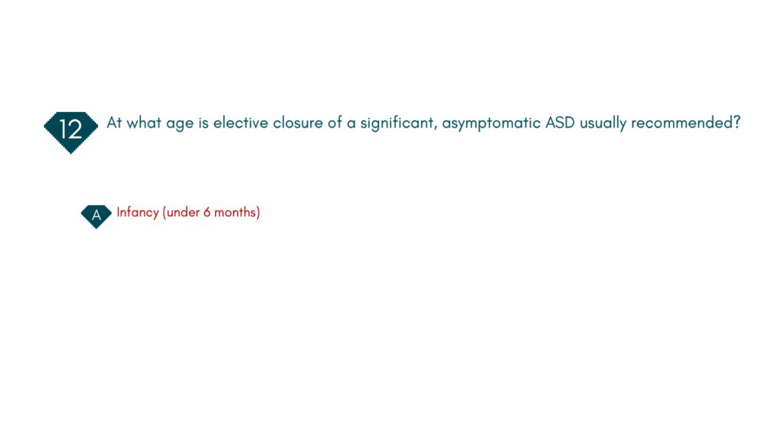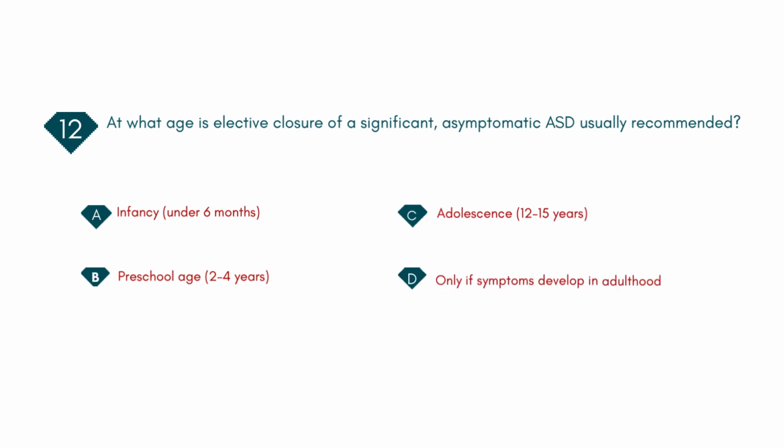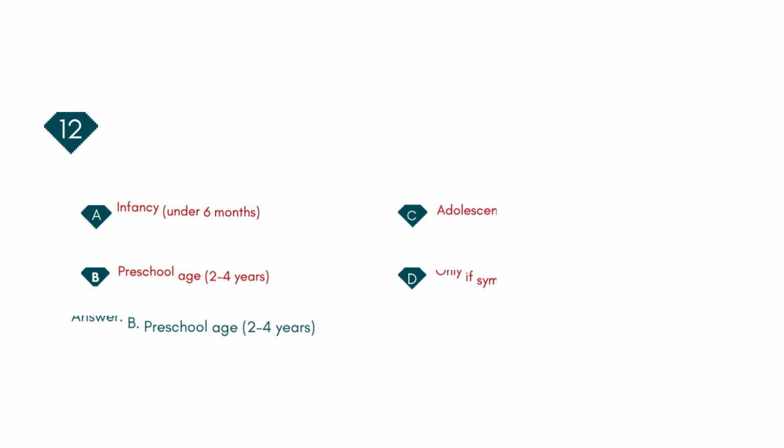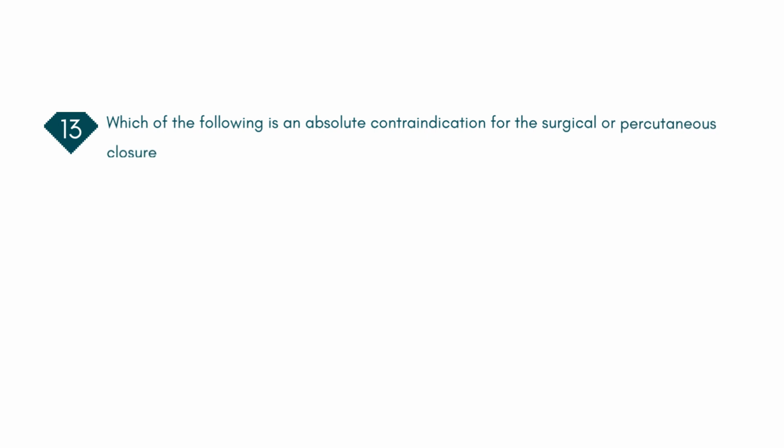A. Infancy, under 6 months. B. Preschool age, 2 to 4 years. C. Adolescence, 12 to 15 years. D. Only if symptoms develop in adulthood. Answer: B. Preschool age, 2 to 4 years. Which of the following is an absolute contraindication for the surgical or percutaneous closure of an ASD?